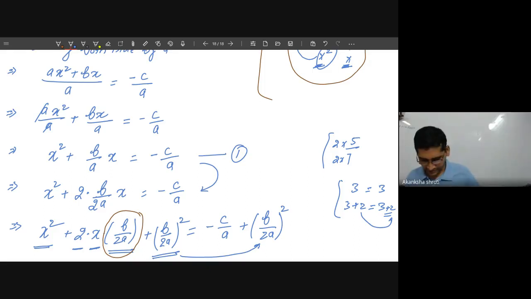Yes, sir. Good. So this is a very important step. So the 2 steps are very important. First one is this, putting the 2, and the next one is adding the certain constant term on both sides.